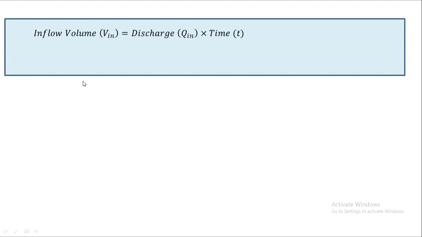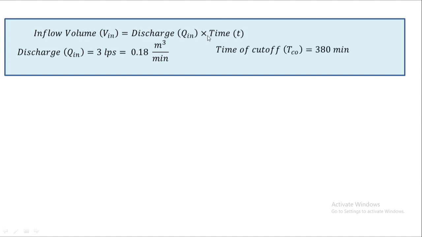Now inflow volume is equal to discharge multiplied by time t. Discharge was already given. It was 3 liters per second, which is equal to 0.18 meter cube per minute. And time, what was the cutoff time? Cutoff time was 380 minutes.